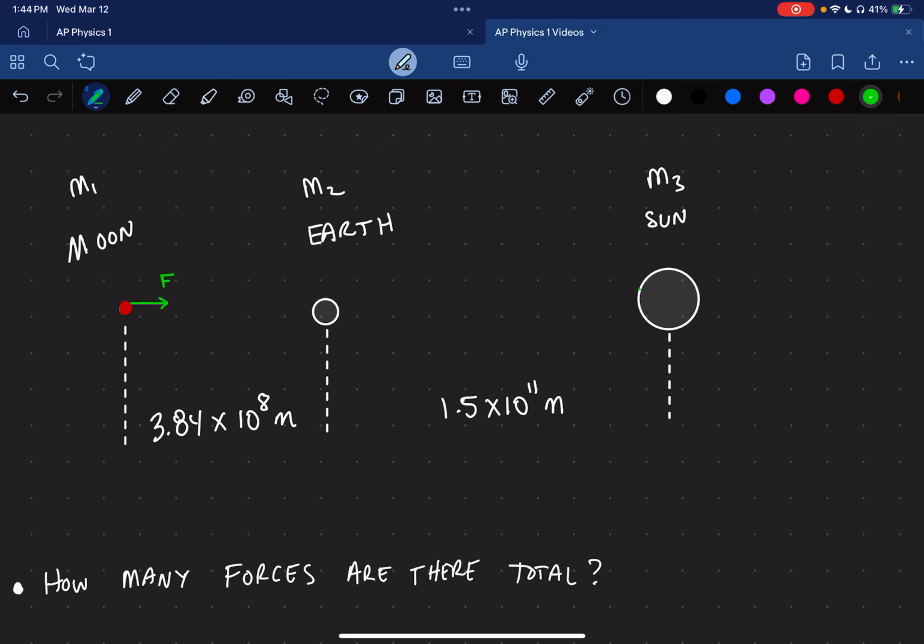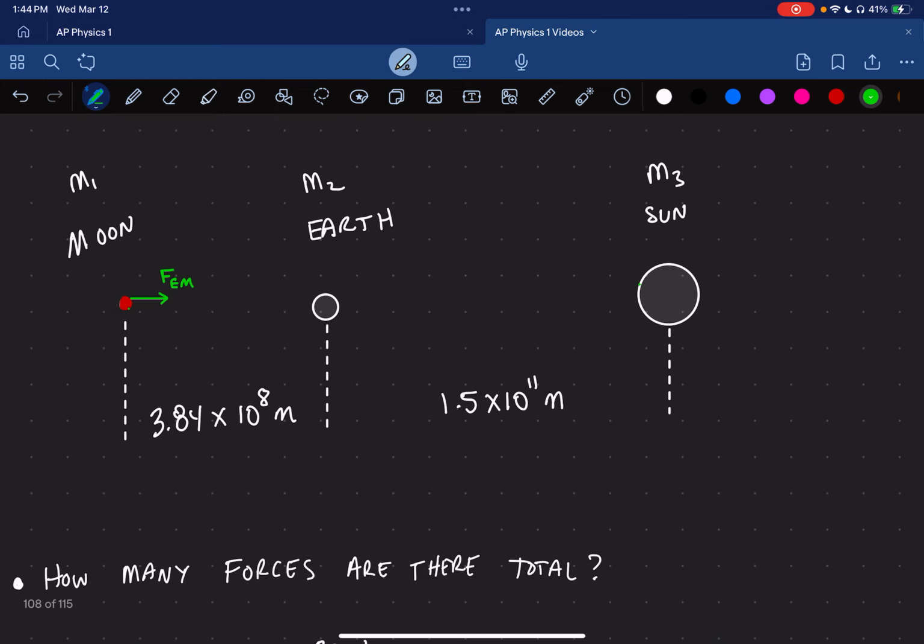So I will call that F of Earth on moon, FEM. The moon is also getting pulled this direction. Oh, I should do this a different size because it's probably a stronger force, but I'm not exactly sure if it's stronger. But this is F that the sun puts on the moon, FSM. Okay? The Earth is getting pulled back to the left by the moon. So I'll call that FEM, Earth. So the moon, it's the same magnitude, just opposite direction.